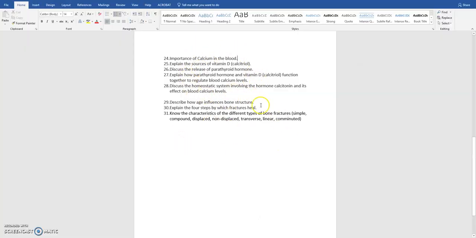So in the next video, we'll talk about how our bones age, which we've kind of already talked quite a bit about through this chapter anyway. And then we'll talk about how our bones can heal from a fracture, and then we'll talk about different types of fractures that we want you to be aware of.